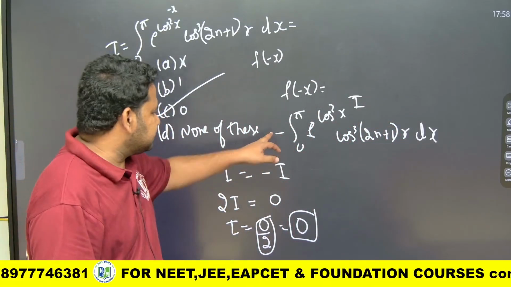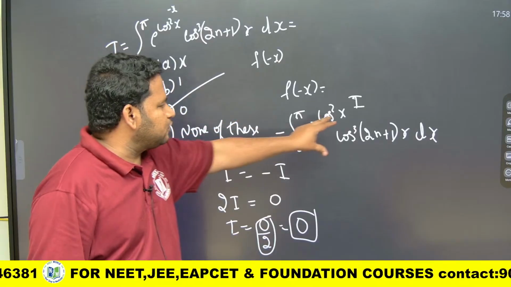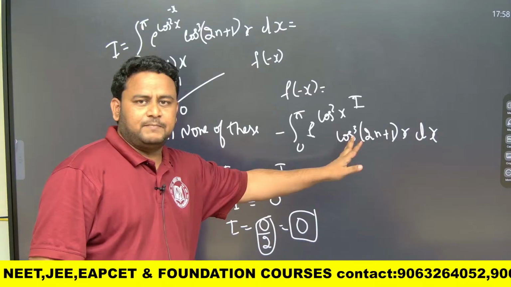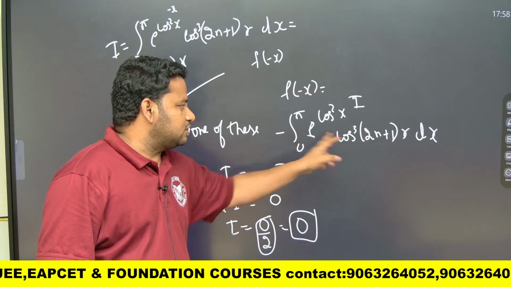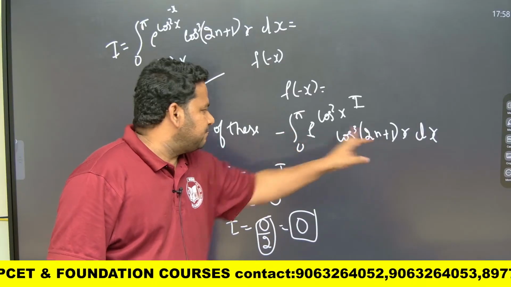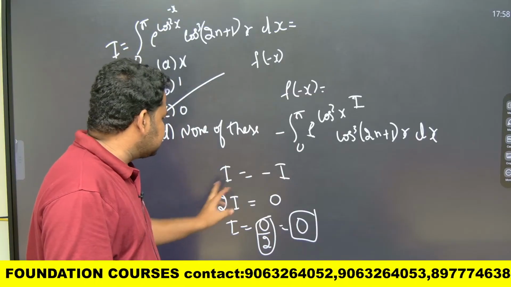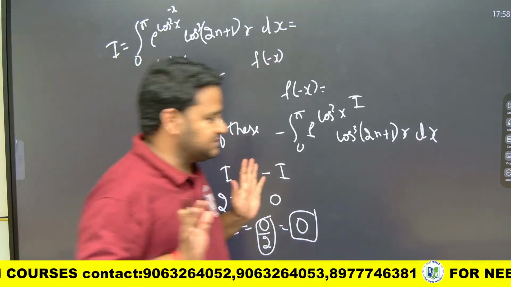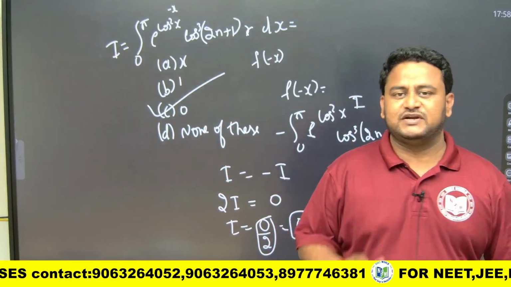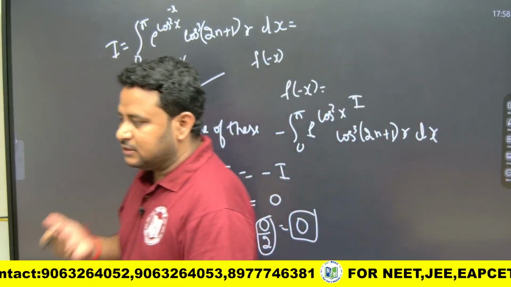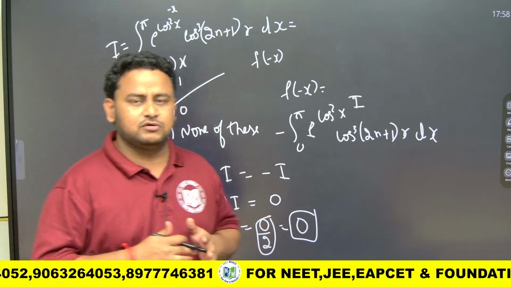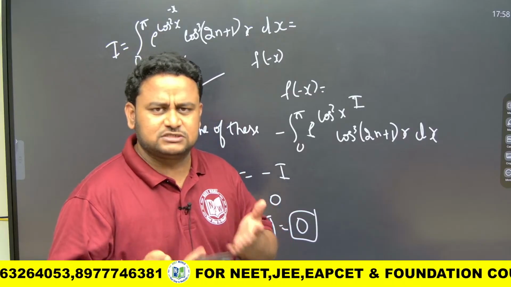I took it as I, and this will become equal to minus I, because cos cube of minus x will become nothing but minus cos cube of (2n plus 1) x, because the minus comes outside. I is equal to minus I, 2I is equal to 0, I will become equal to 0. Very simple. That's why knowing the properties of definite integrals is very easy. If you know this, the questions will become very simple to solve. That's why it is important to learn the properties of definite integrals and solve some PYQs.